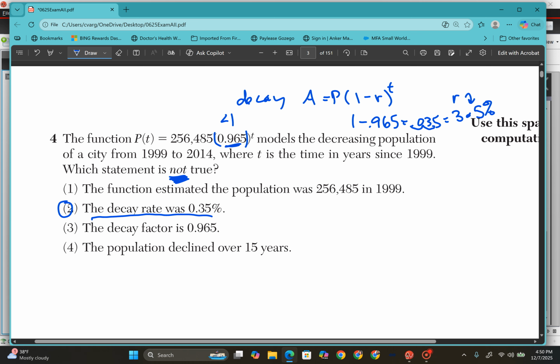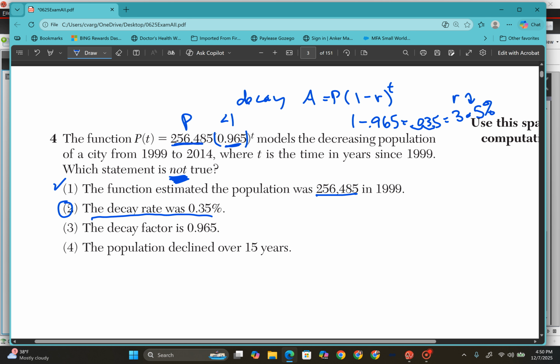So now let's take a look at the rest and just make sure, right? The function estimated the population in 1999 was 256,485. This is true because this is our start, that's our start amount. So that is a true statement. The decay factor is 0.965.